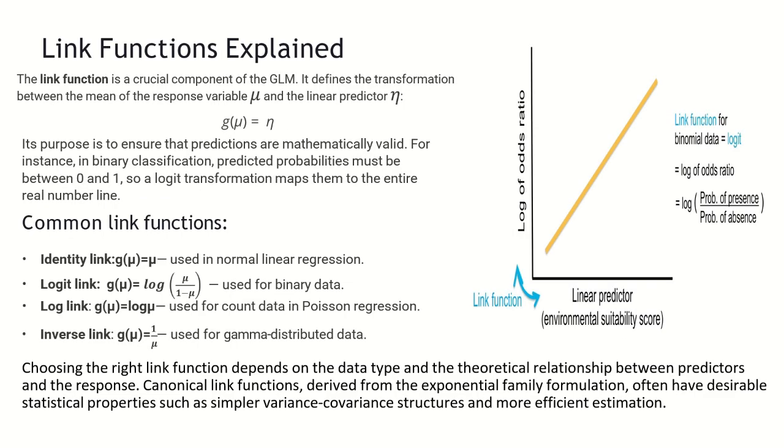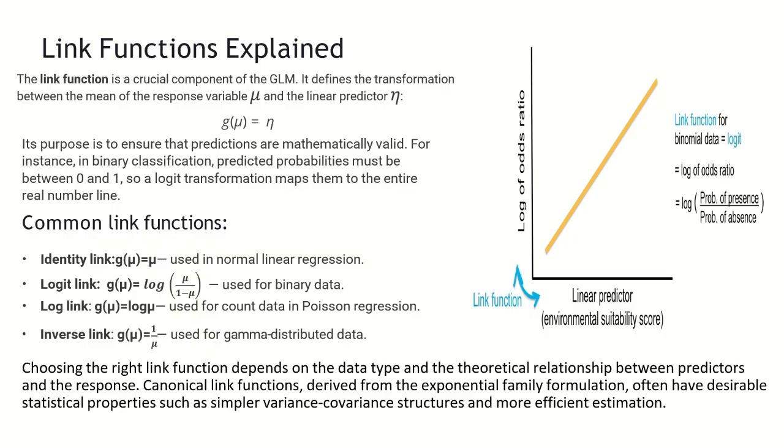In this next slide, we will be focusing on the link function. The link function is one of the defining features of GLM. It introduces a mathematical connection between the mean of the response variable mu and the linear predictor eta. The equation goes as g of mu equal to eta.